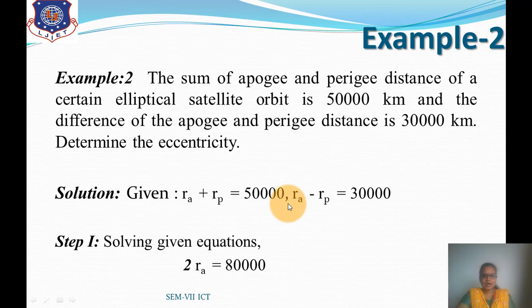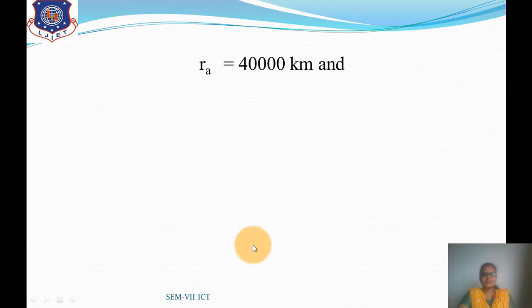So we will have 2 Ra equal to 50,000 plus 30,000, that is equal to 80,000. So Ra will be 40,000 km, and substitute the value of Ra in either equation, you will get Rp equal to 10,000 km.